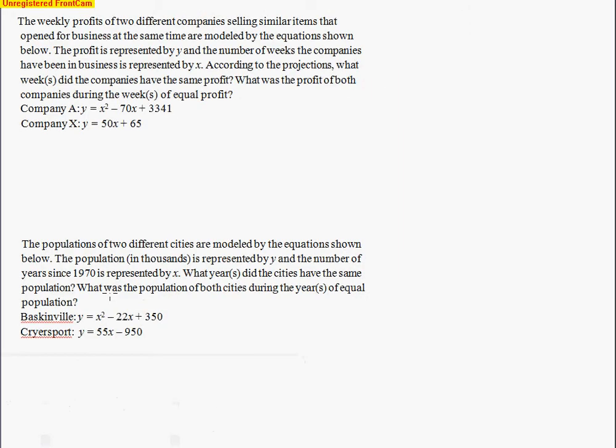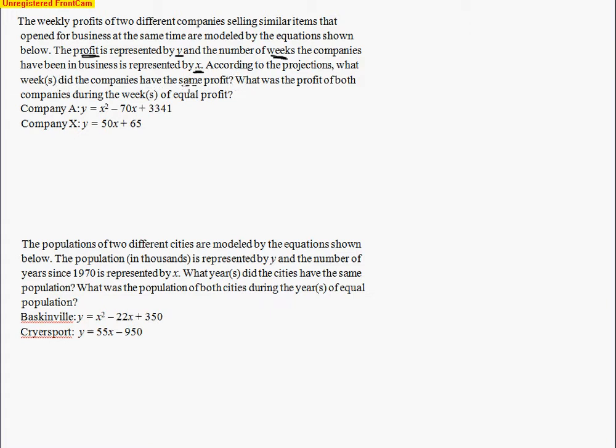So here's a couple examples. It says the weekly profits of two different companies selling similar items open for business at the same time are modeled by these equations below. The profit is represented by y. Okay, so y represents profit, so that's dollars. And the number of weeks the companies have been in business is represented by x. X is weeks. According to the projections, what weeks did the companies have the same profit?